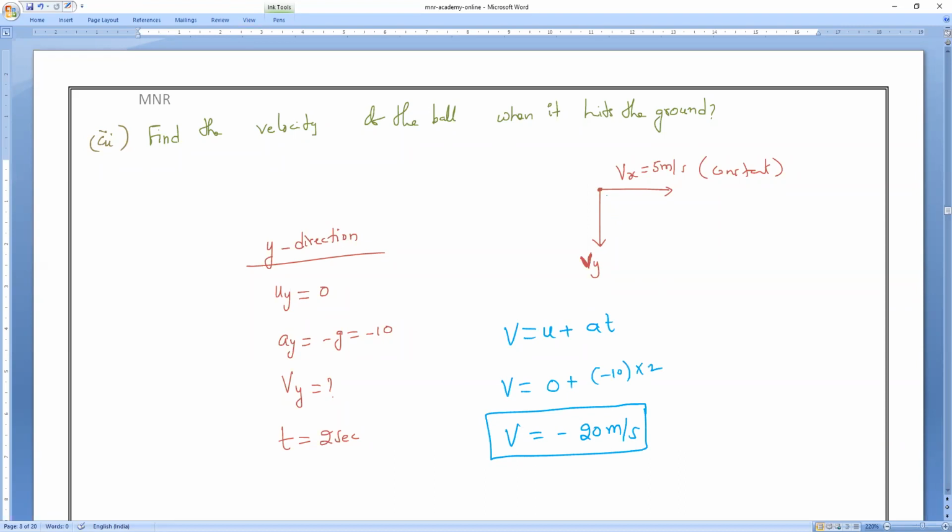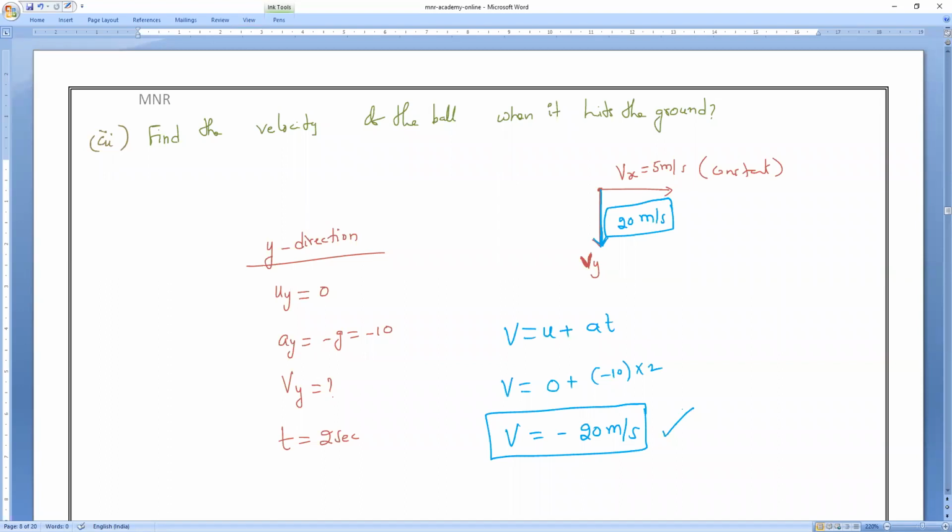Why did we get minus? Because it is acting in the downward direction. That is what you have to remember. So 20 meter per second, already downward, so no need to represent minus. Clear? Yes, sir. That is solved.